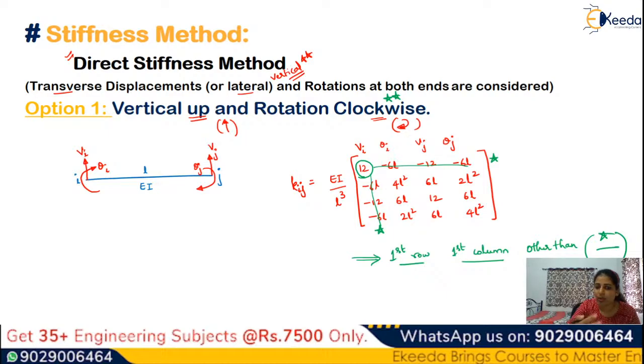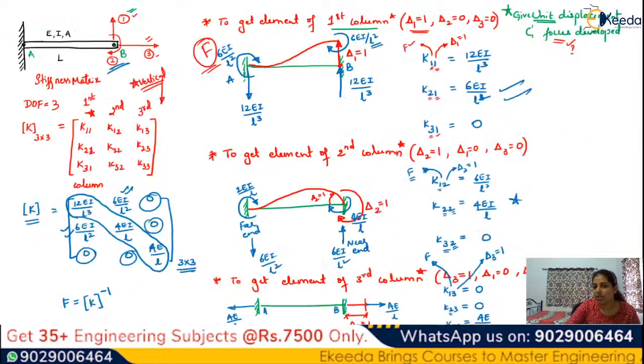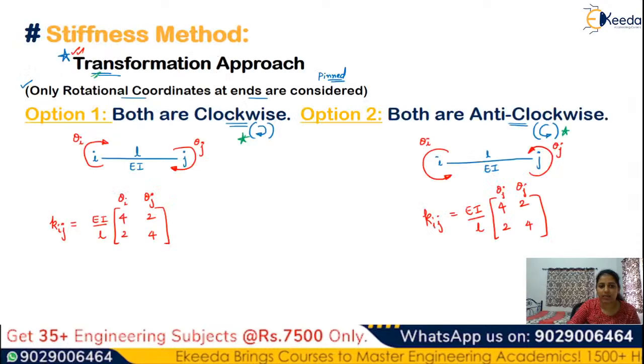Now how we got these values? We have just now seen and derived it. You can even derive it for this case. This case is also easy. There are only two coordinates. So apply unit displacement in one coordinate and see what are the forces developed in these two coordinates, and you will be able to get it, right?